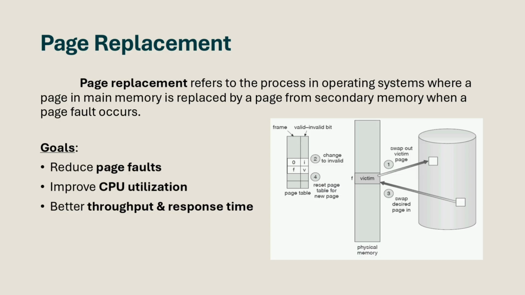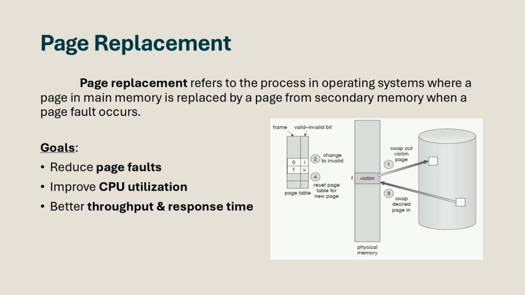Page replacement refers to the process in operating systems where a page in main memory is replaced by a page from secondary memory when a page fault occurs. Take a look at the figure given. Here you can see in the physical memory there is a faulty page, which is the victim. Step 1 is we swap out the victim page, and in the page table we change the state to invalid, and then we reset the page table for a new page, and then a new page is swapped in from the secondary memory. So this is how page replacement works.